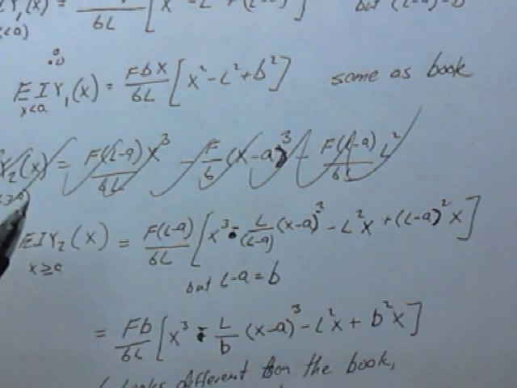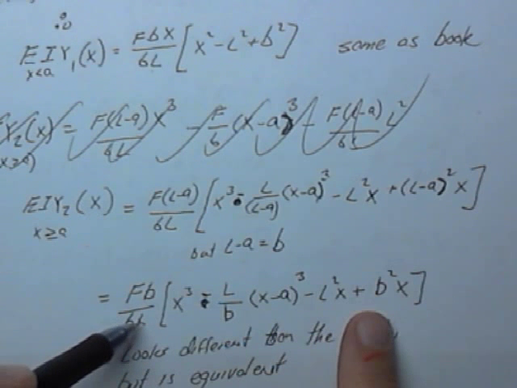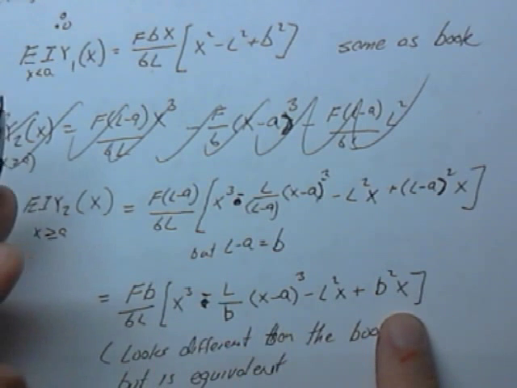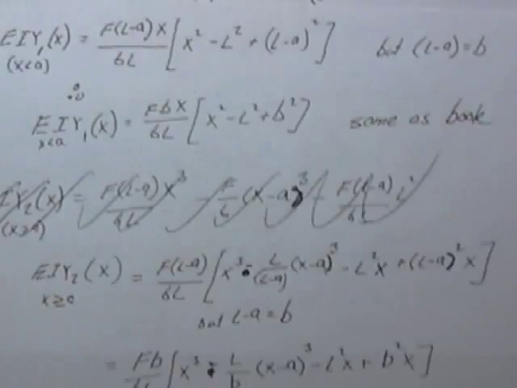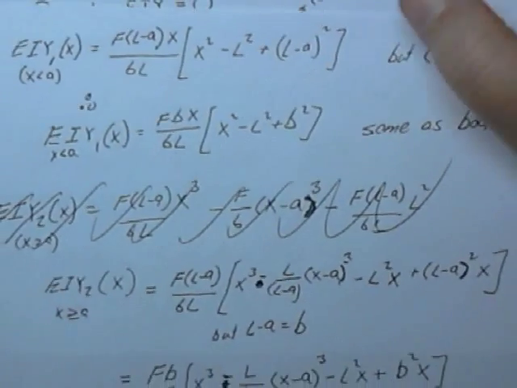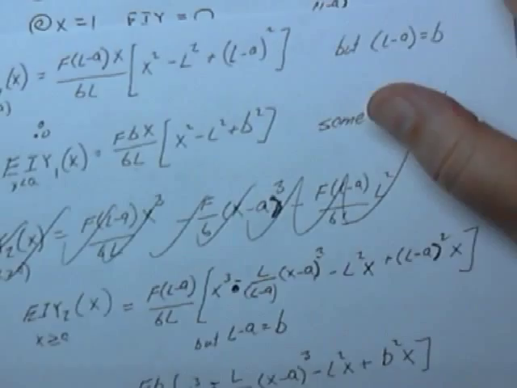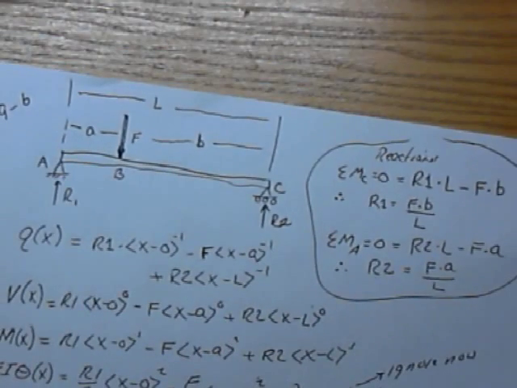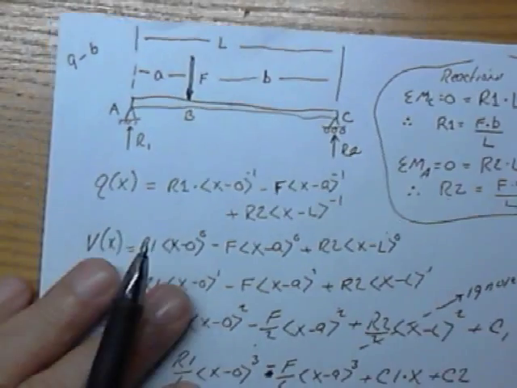As I said, it looks different from the back of the book, but it's equivalent because I have checked it with MathCAD. The equation here and the equation in the back of the book give exactly the same answers. I could attempt to do the algebra to turn this into the equation in the back of the book, and I'm not going to. Okay, so that is singularity function carried all the way through and achieving two different equations for the two different regions of this beam. Just a very quick summary again.